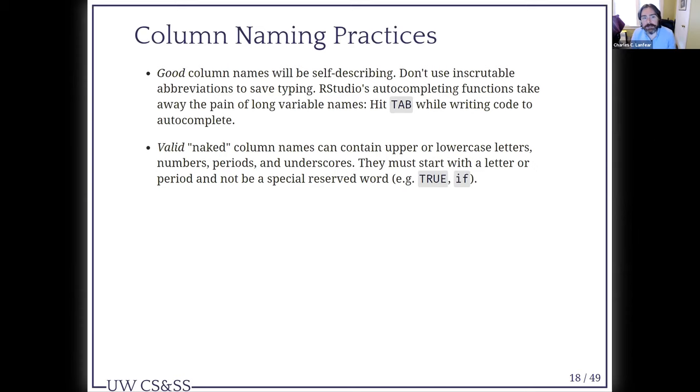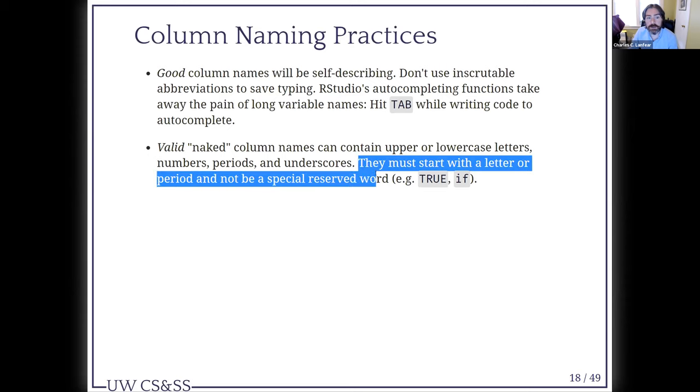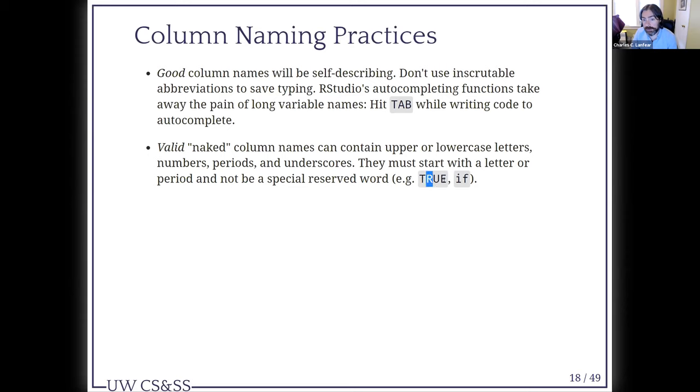Next, valid names in R for columns can contain upper or lowercase letters, numbers, periods, and underscores. The only real restriction is that they must start with a letter or a period, and they can't be a reserved word like TRUE in all caps or if. So Tristram, is rename destructive? Kind of. It basically has removed the old column and replaced it with an identical one with a new name. So from that way, it is kind of destructive.